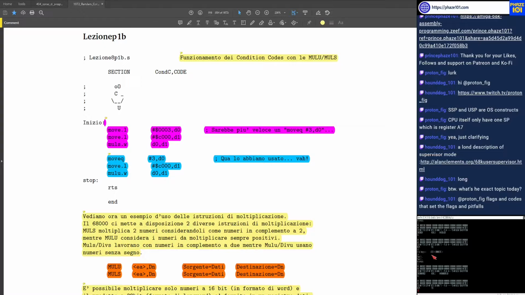Now we're going to do another example. We're still in 1, but this one is called 1B. The other one was 1A. And here he's going to talk about multiply unsigned and multiply signed, and what happens when we have multiply signed and multiply unsigned.